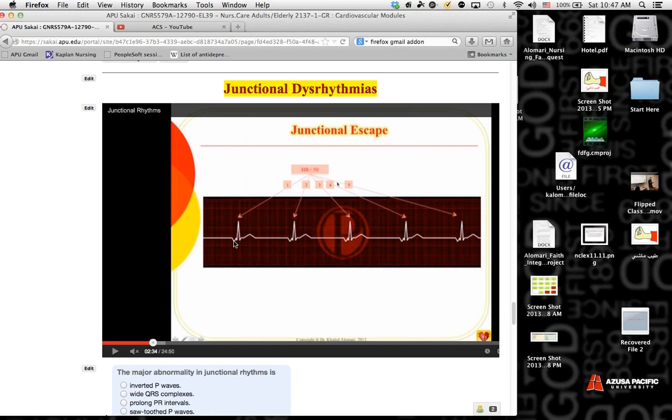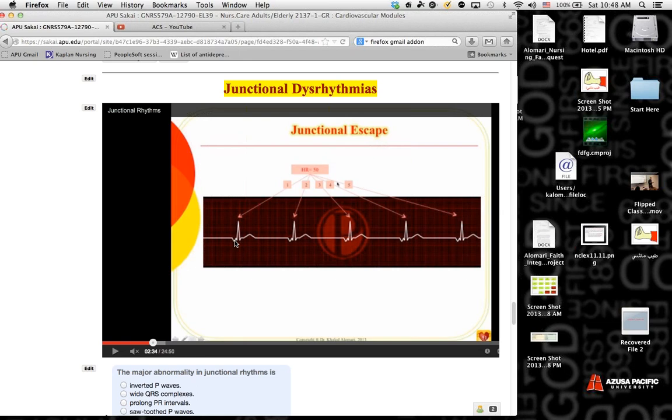Now, the next step is just to see the heart rate. If the heart rate is below 60, it's escape. If it's above 60, it's accelerated. That's it. When you see them in a question, you can either analyze the rhythm or start with the options. But if you look at the rhythm and you can see clearly there is a P wave inversion, you're done. Just by seeing that, go ahead and look at your options.